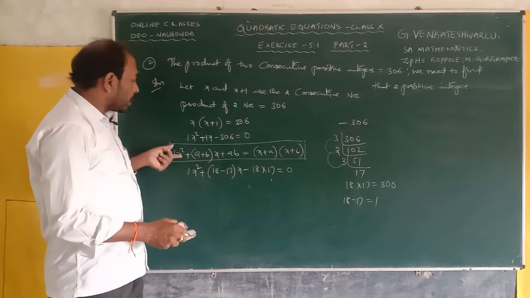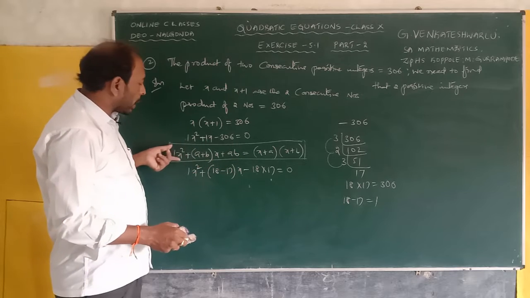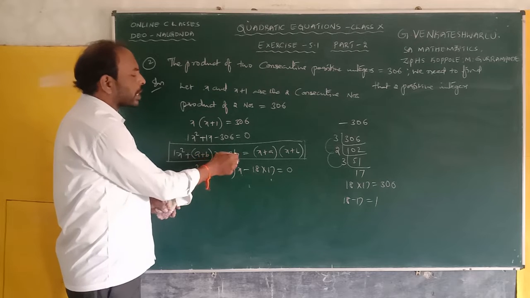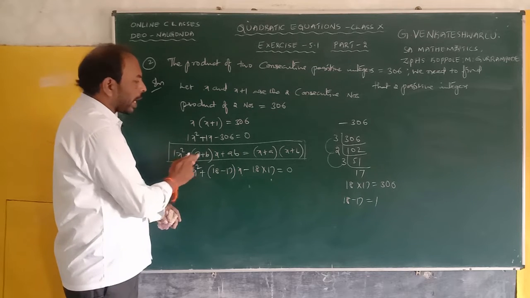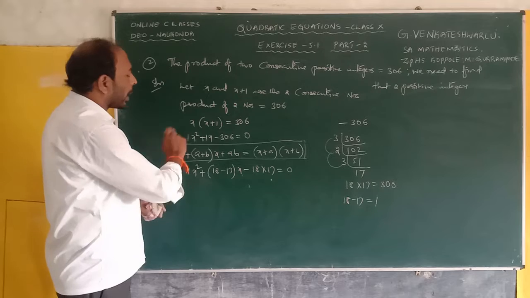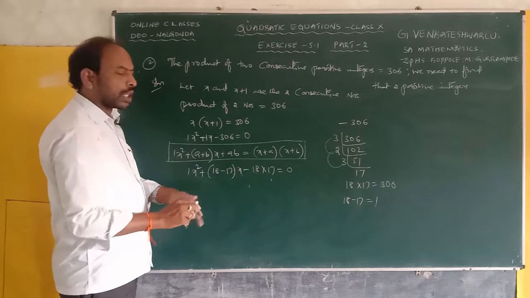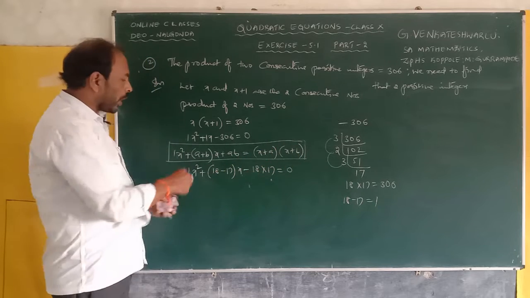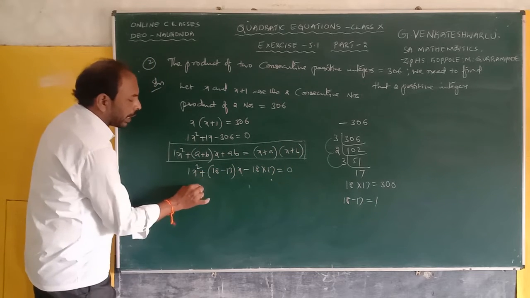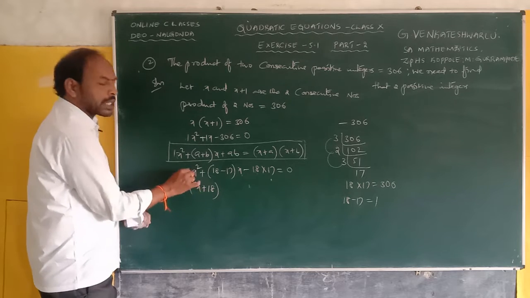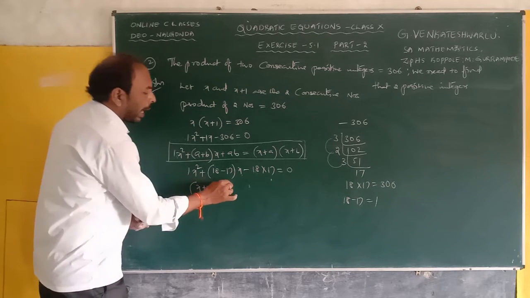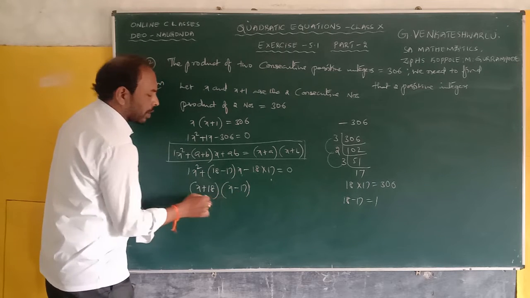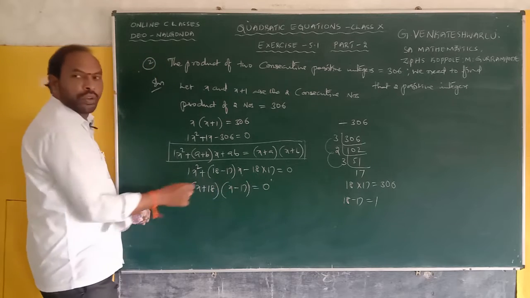This quadratic expression can be written as x square plus (a plus b) into x plus ab. So x plus a is the first linear factor and x plus b is the other linear factor. So here also x plus 18 is the first linear factor, and the other linear factor is x plus into minus 17, that is, x minus 17.